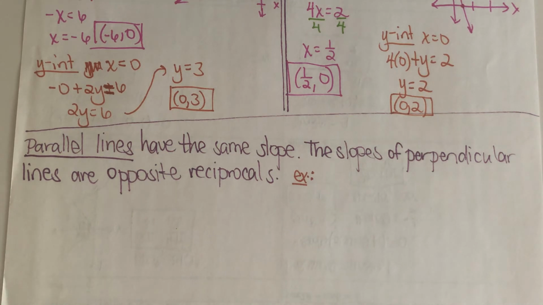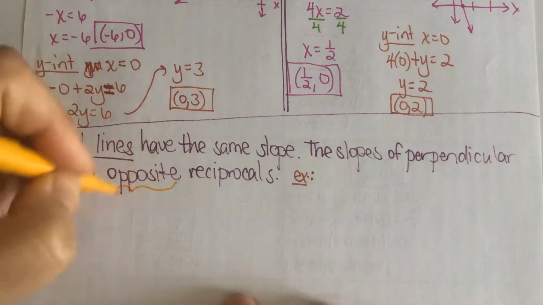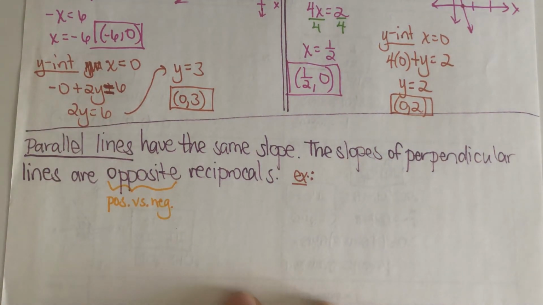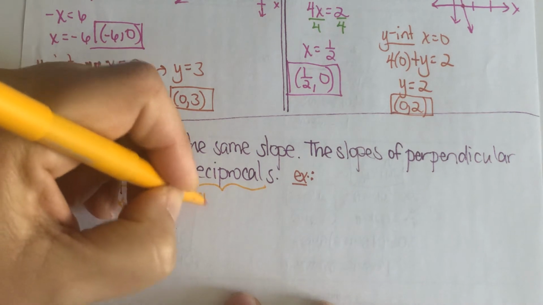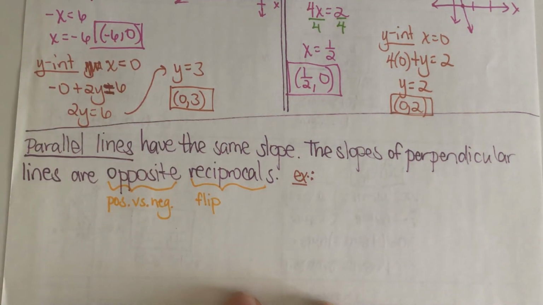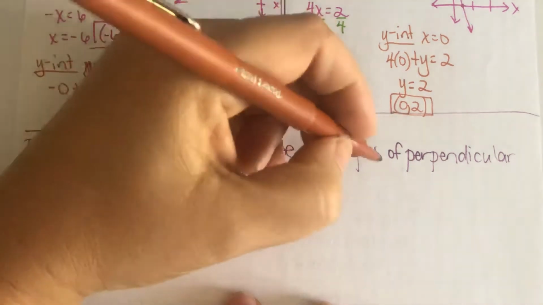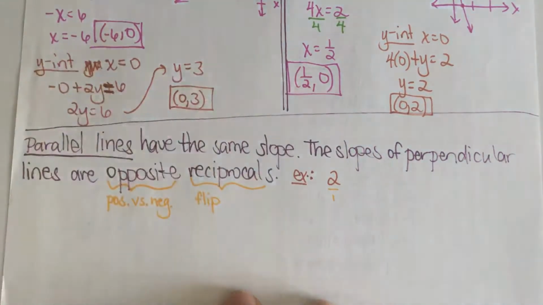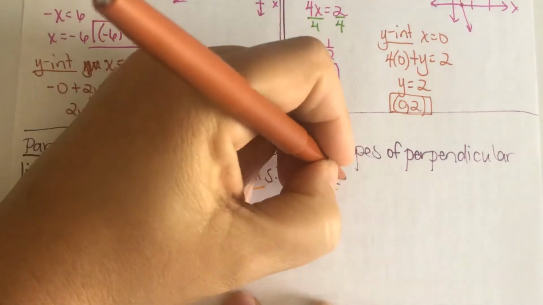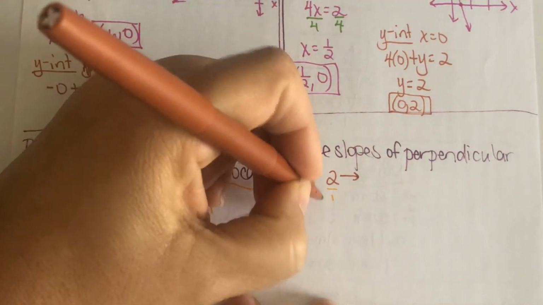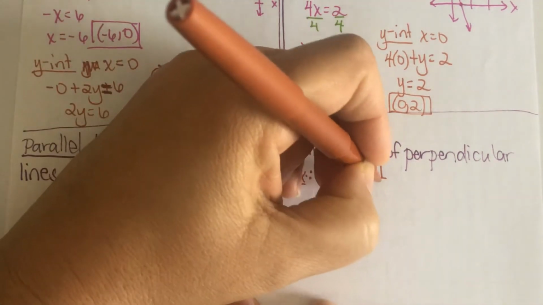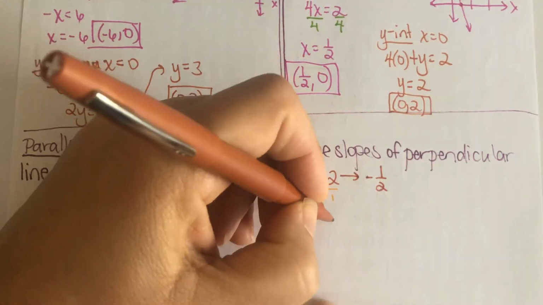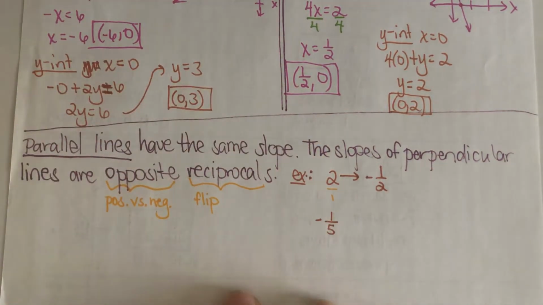Opposite means positive versus negative. So we change the sign. And reciprocal means flip the fraction. Okay? So if I'm talking about opposite reciprocals and I start with 2, which is really 2 over 1, right? We just don't write it that way. We don't want to waste our ink. We're going to change it from a positive to a negative, and we're also going to flip the fraction. So another example would be like negative 1/5, let's say.